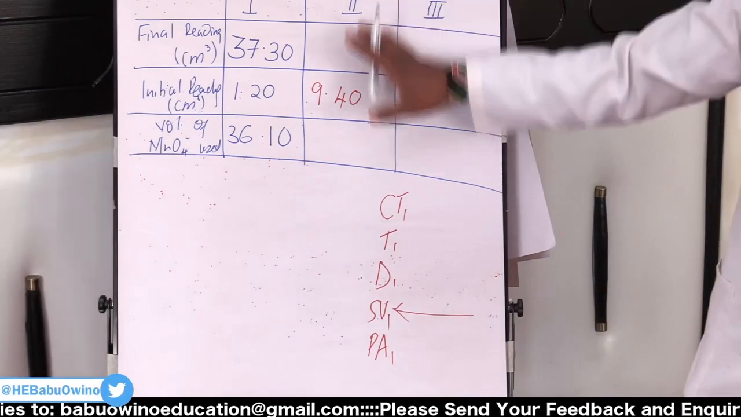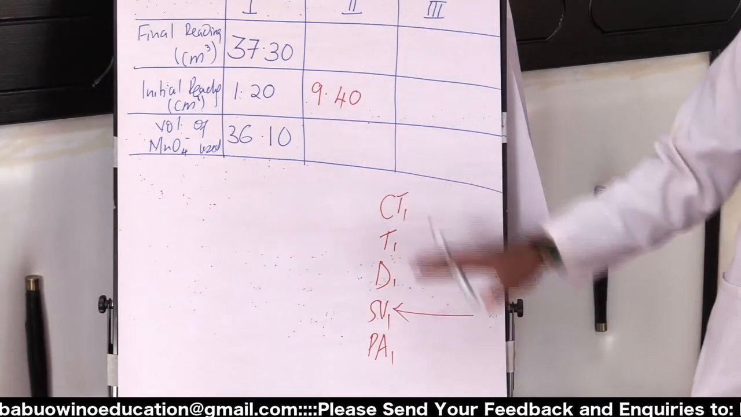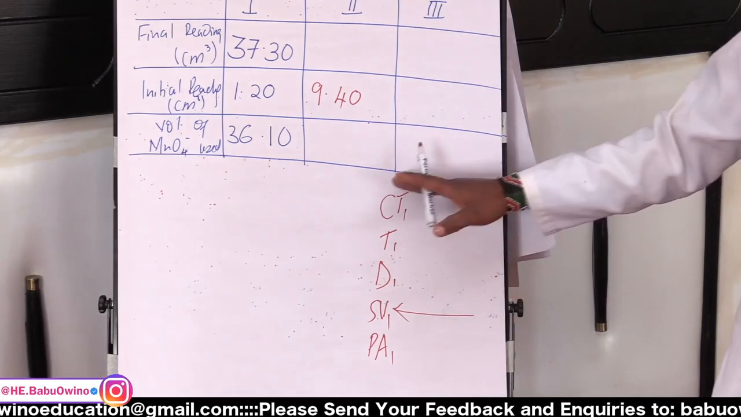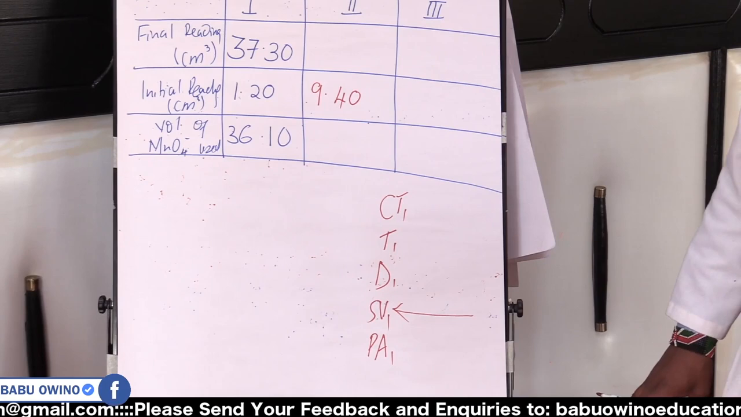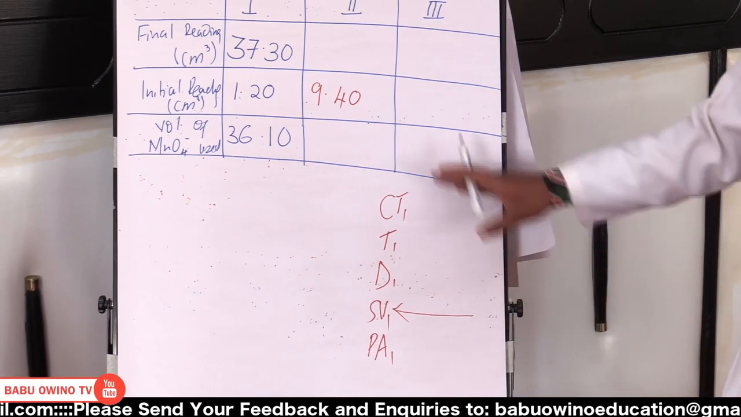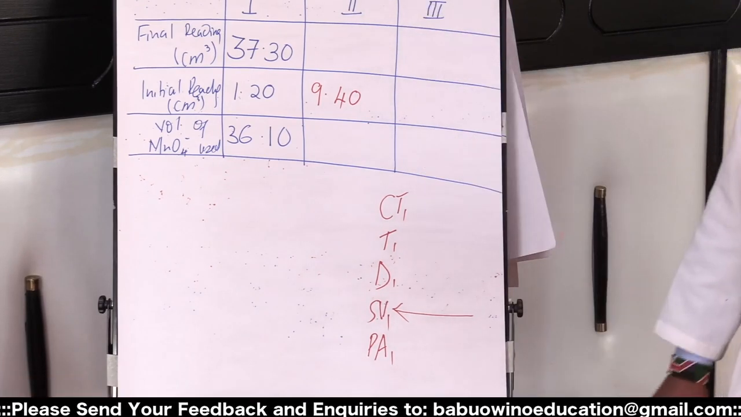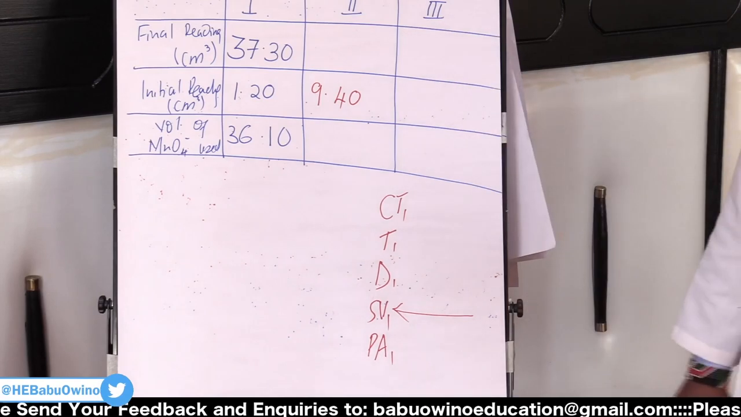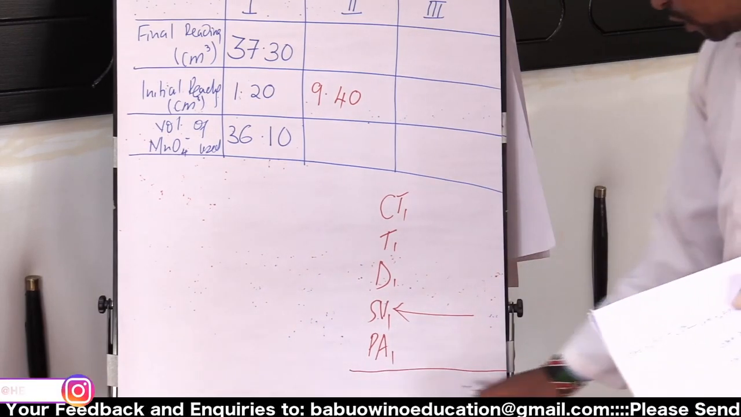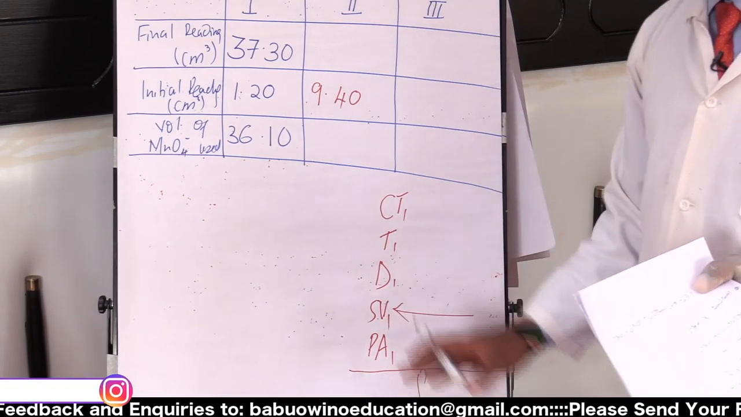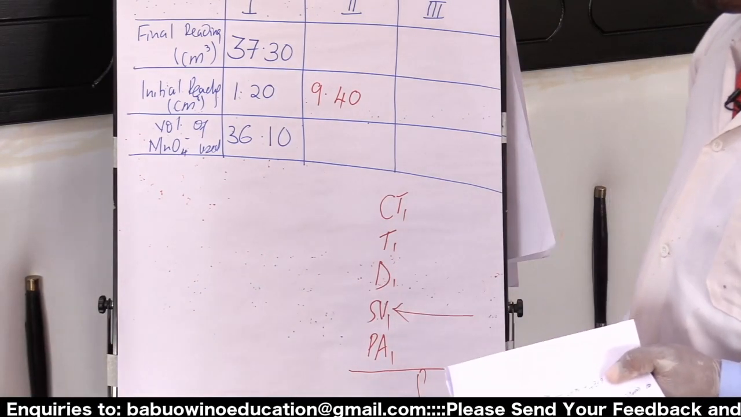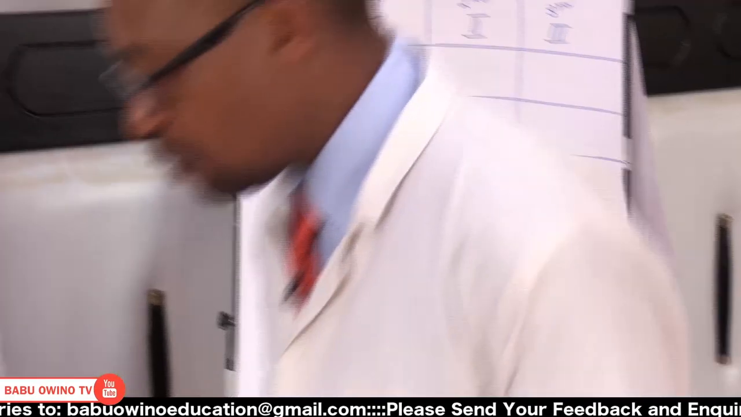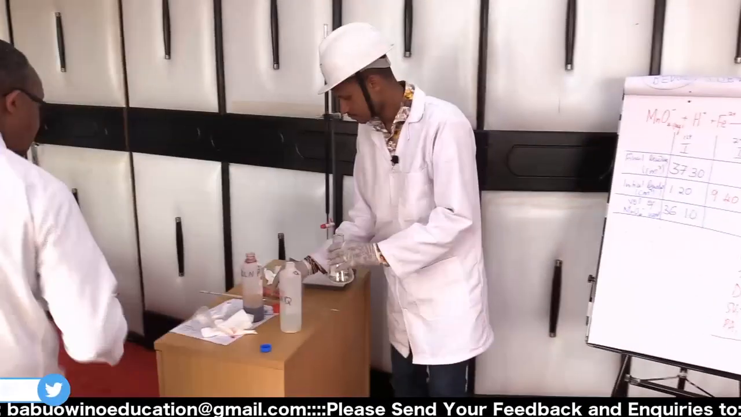Is your table complete? This is how simple it is for you to pass in an exam. It is that easy. Already these are 5 marks, and 5 marks in chemistry practical is a lot of marks in any exam. So let us see what the teacher is doing here.